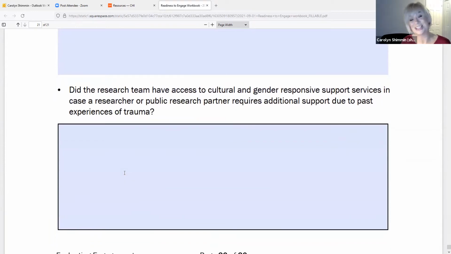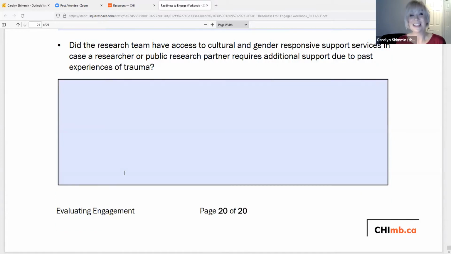Did the research team have access to cultural and gender responsive support services in case a researcher or a public research partner requires some additional support due to past experiences of trauma? This, I would hope most research teams would have in place, but it's always a good question. So I've gotten to the end of our wonderful workbook.